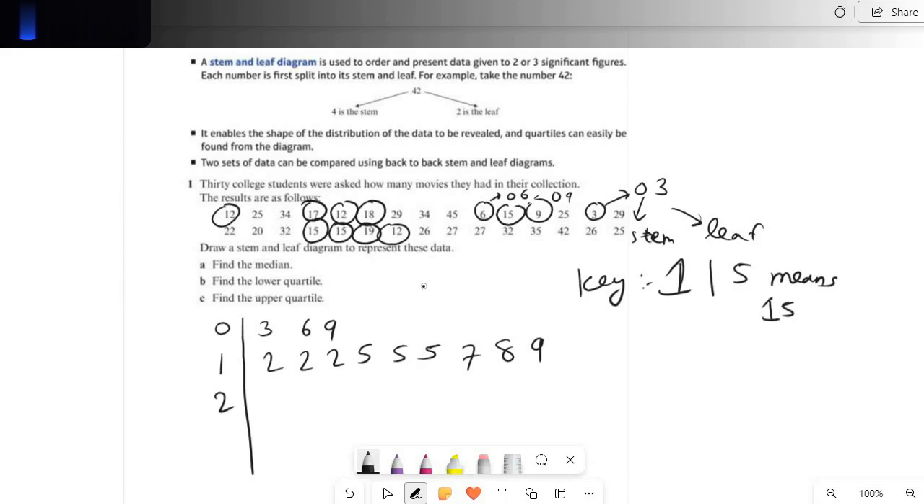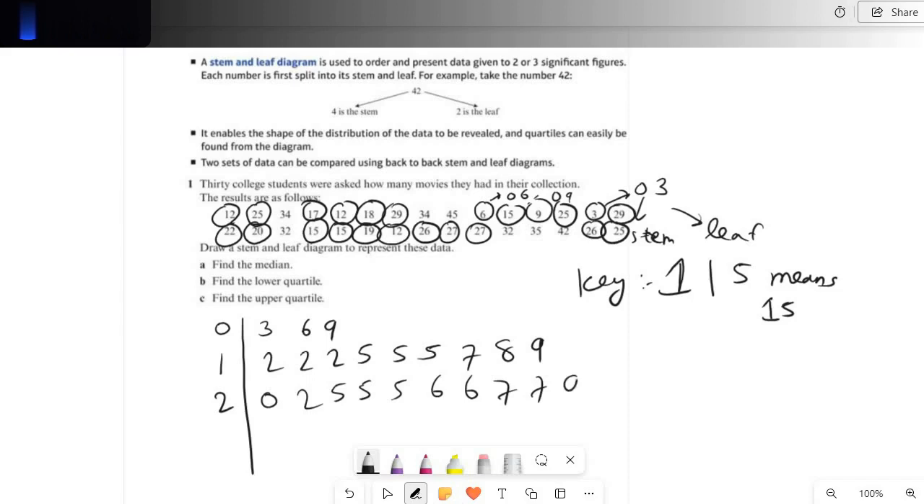Then for the stem of 2, now we will look at numbers that start with 2. For example, the smallest one is 20, so it's going to be 0. Then we have 2 again because of 22. Then 5, 5 and 5 because there are 3 5s here. Then we have 6, 6 because we have 26 here and another 26. And then we have 2 27s, so 7, 7. And then we have 29 twice, so it's going to be 9, 9. And then we're done with the stem of 2.